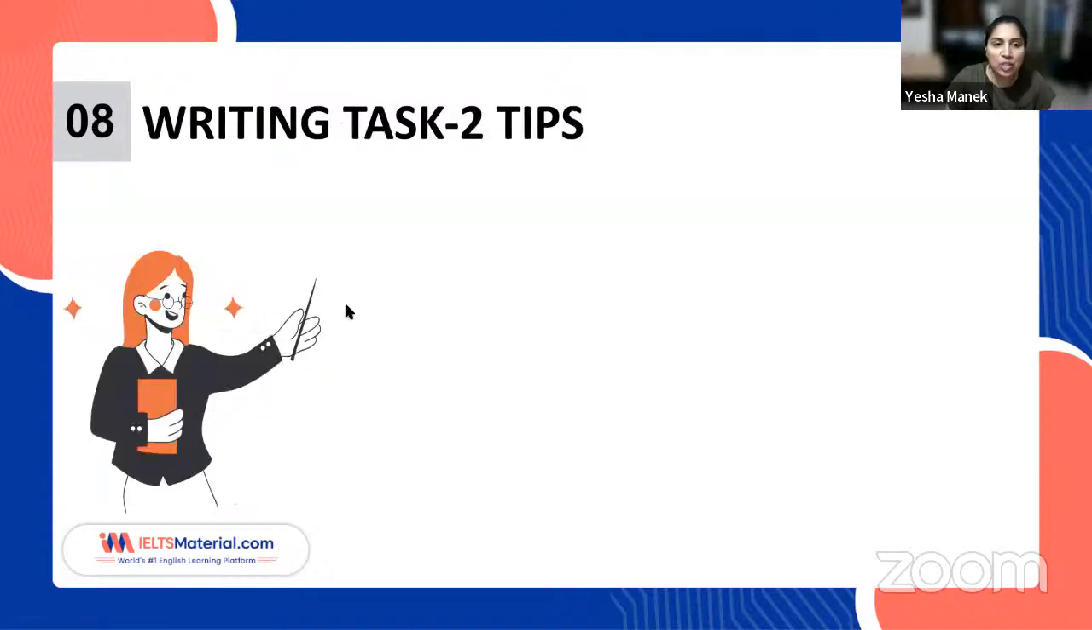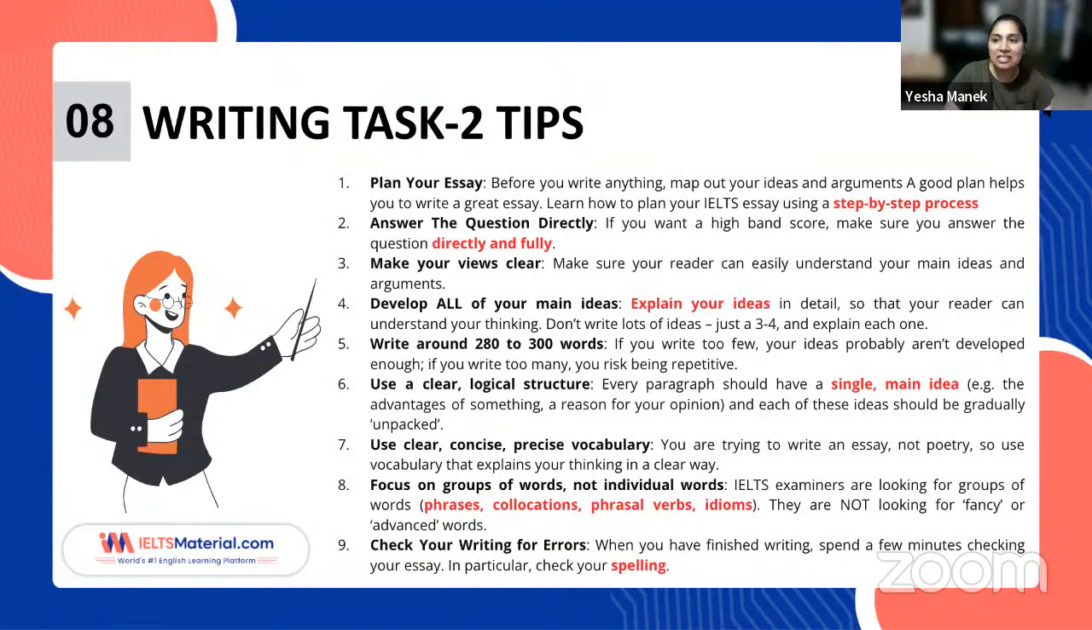Now, coming to the next part, IELTS writing task 2 tips. Very, very important, where I will be explaining the basic tips. First of all, plan your essay. So as I said, we can go with a 4-step approach, where we would plan our essay with a step-by-step process. Then what we need to do is answer the question directly.